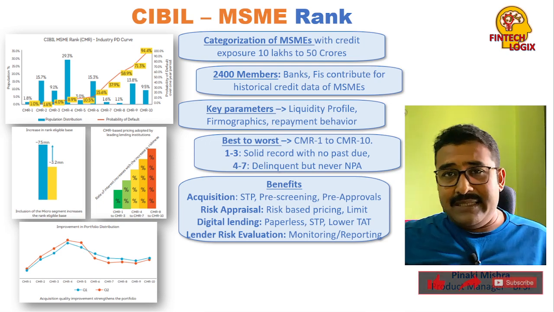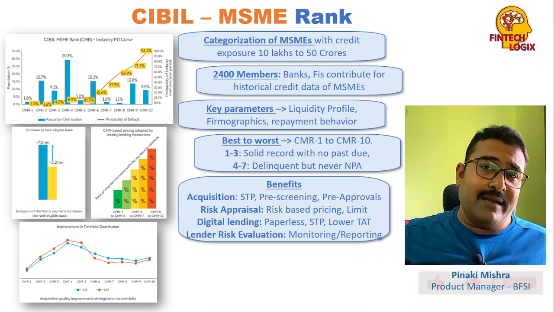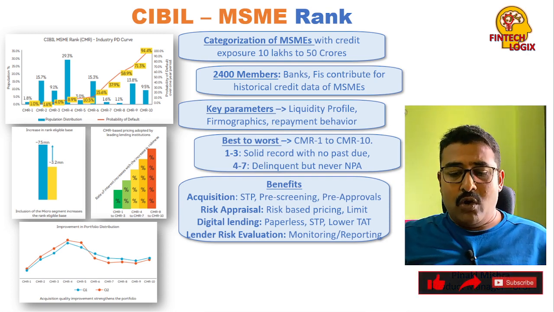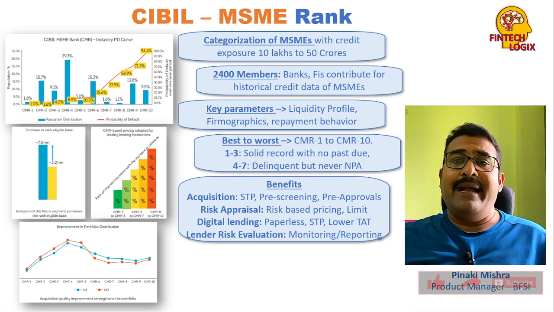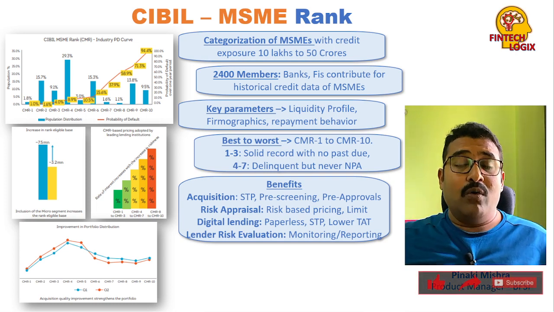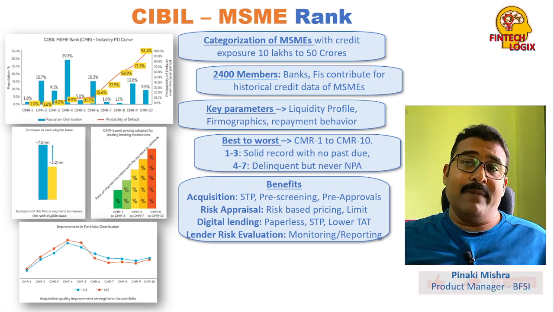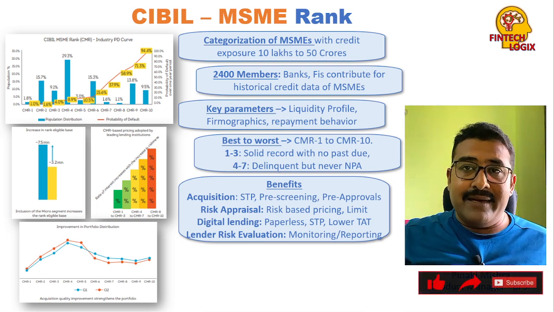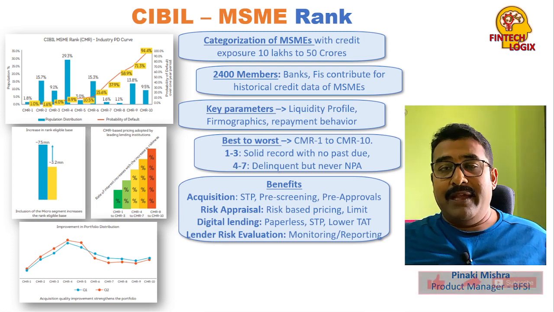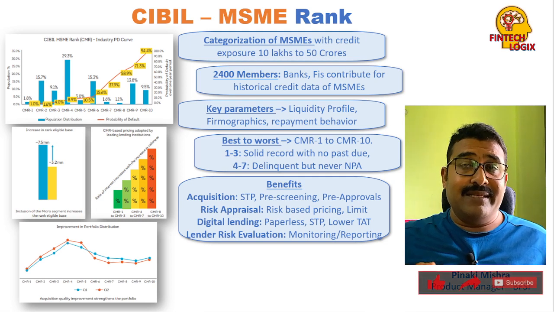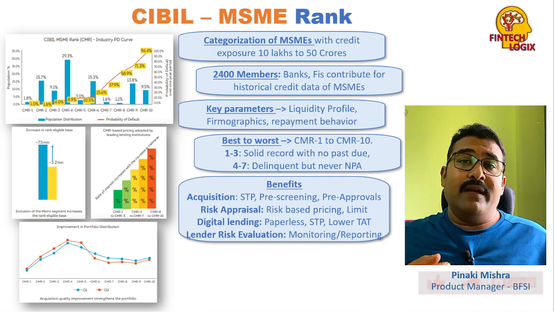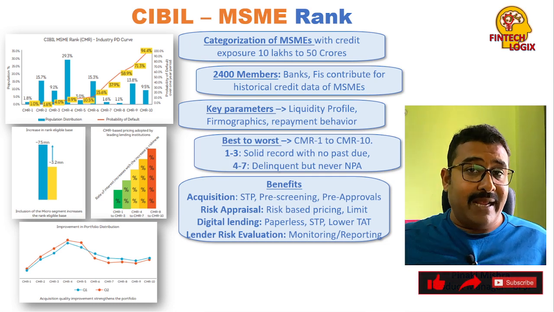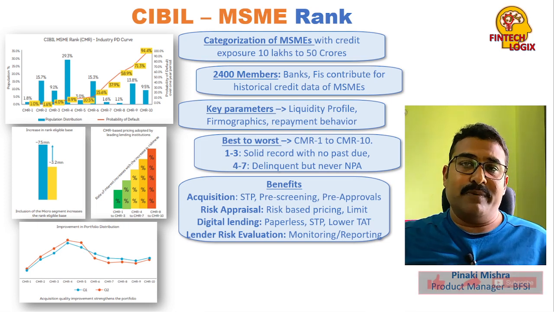Now in the case of digital lending, which is the third benefit, this can help in paperless or straight through processing, specifically reducing turnaround time, and this can come in handy for low ticket, low volume, low size loans, to make all the processes straight through without the need for operations doing it. The last one would be lender risk evaluation: throughout the loan life cycle, if, let's say, on a quarterly or monthly basis the CIBIL MSME Rank is pulled, then it would be much easier for lenders to understand the financial well-being of the MSME and take corrective action in case of any such period.